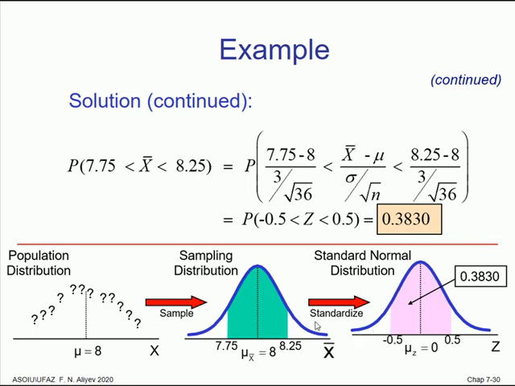I know that the graphs look the same, but actually they are not the same. And this green area equals this pink area. The probability of x being between these two numbers equals the probability of z being between these two numbers, which is 0.3830. That's all. We finished this topic. We understand how to find probabilities about sample means using the population mean and population standard deviation.